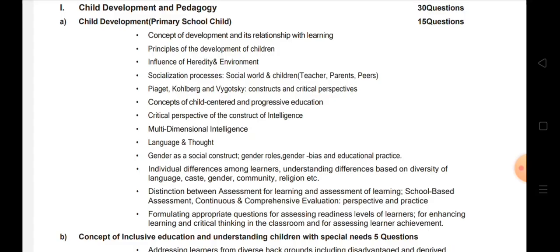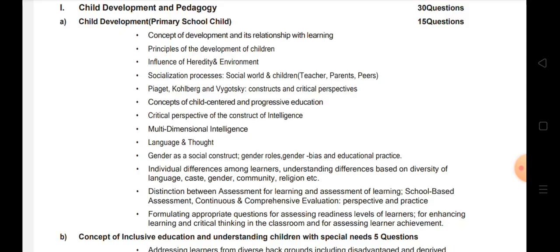Now, concepts of child-centered and progressive education. We will be learning about the different concepts of child-centered and progressive education. Then we will be learning about critical perspective of construct of intelligence. You know, there is one theory of intelligence that you have to study.